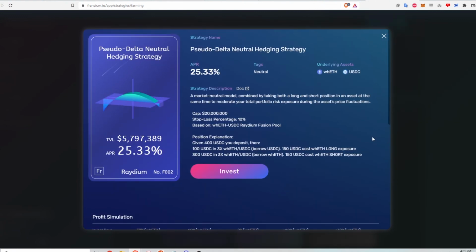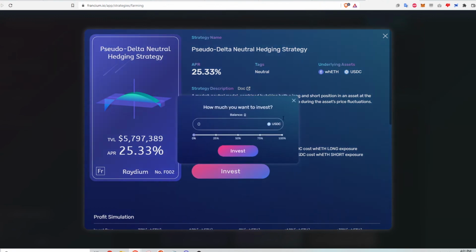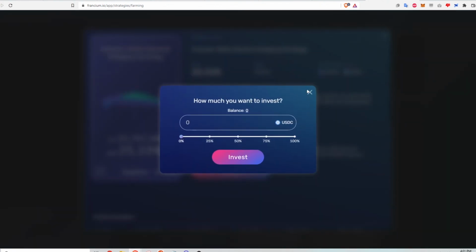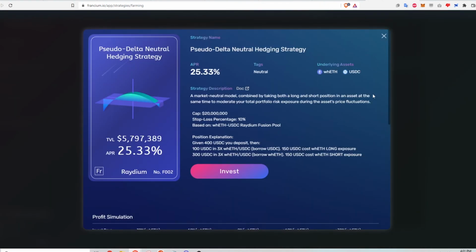So that's it pretty much for this Francium pseudo delta neutral strategy. All I really have to do is click invest and then deposit my funds, and then I'm just monitoring the position. I can get liquidated, so I just have to be careful about that. If the price movement is too fast and too large in a short amount of time, then that's a potential outcome to get liquidated. And Francium is one platform in DeFi that automates all these steps.